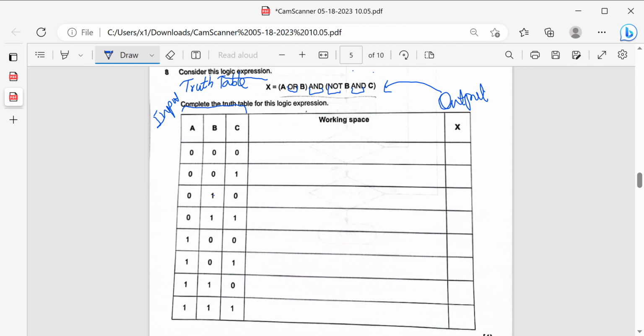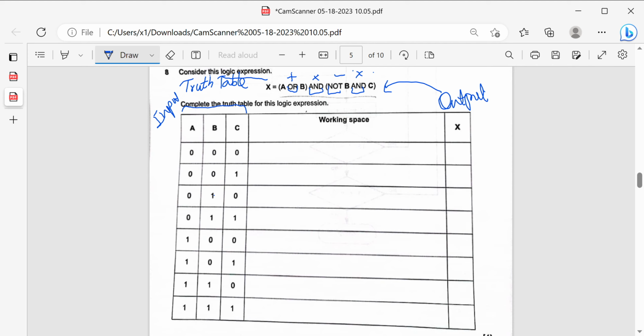OR operation is adding 2 respective inputs. Then NOT B is basically switching the data: wherever there is 0, we convert it into 1, and wherever there is 1, we convert it into 0. And AND operation is basically multiplication. Here is AND, and we are going to multiply the intermediate outputs. In fact, before calculating the final output, we have intermediate outputs.